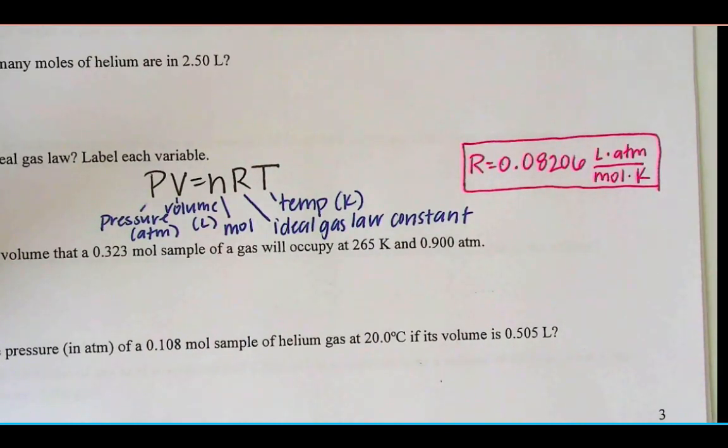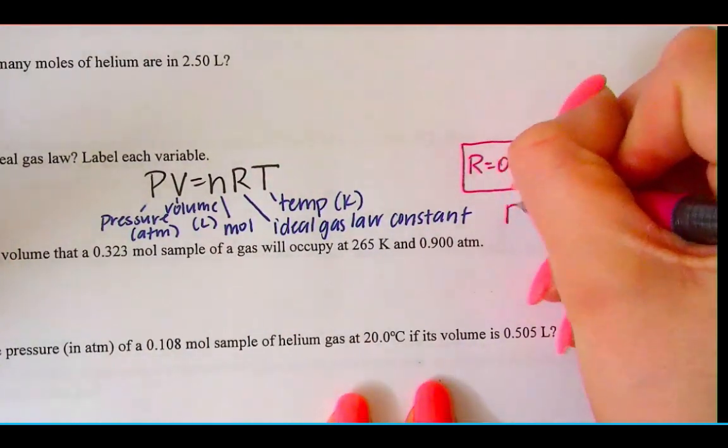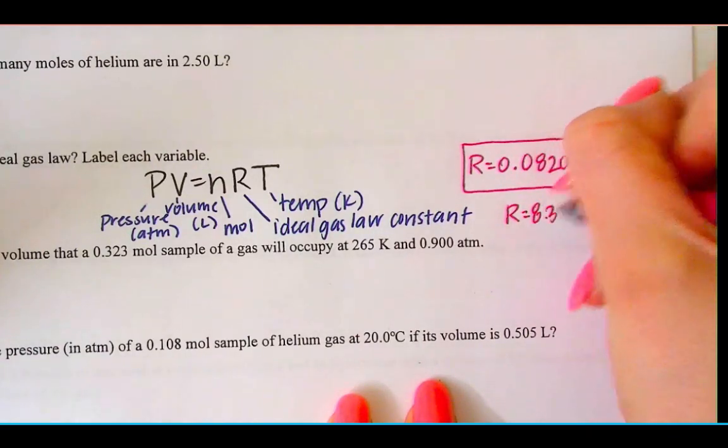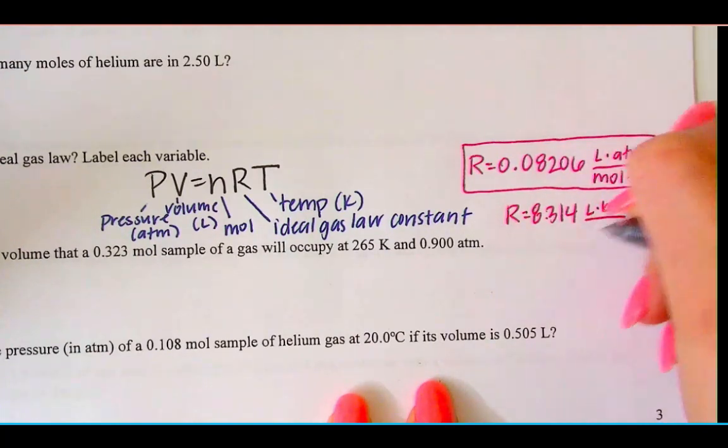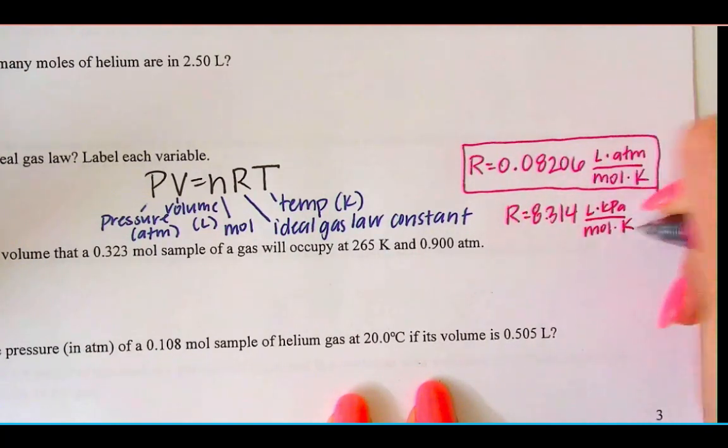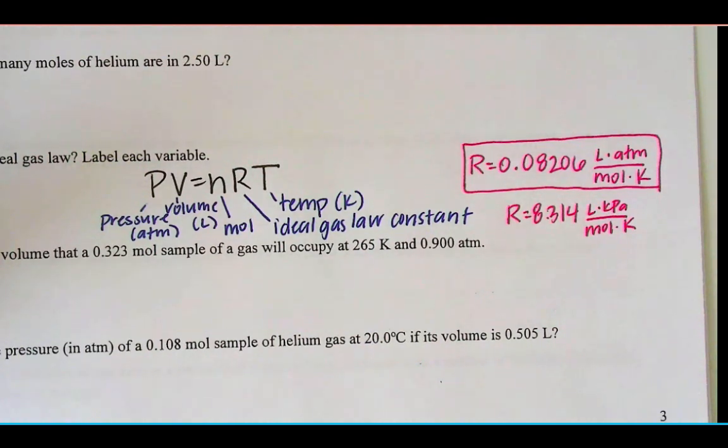There are other values of R. Another value of R that you might see is 8.314. That's if your pressure's in kPa. Notice the only difference there is pressure's in kPa instead of ATM. All of the other units are the same. So you could use a different value of R, but you would have to memorize them though. I will just give you 0.08206. If pressure's in anything else, you could easily convert it.